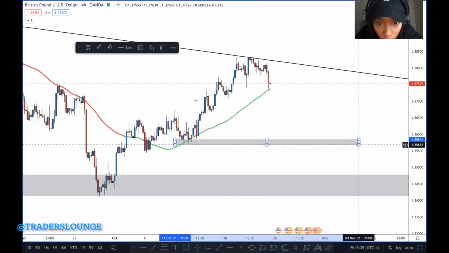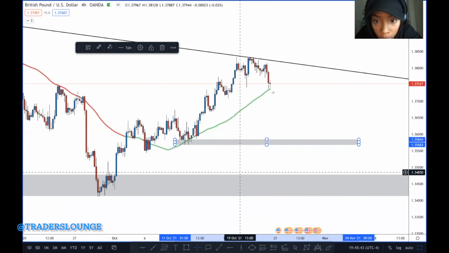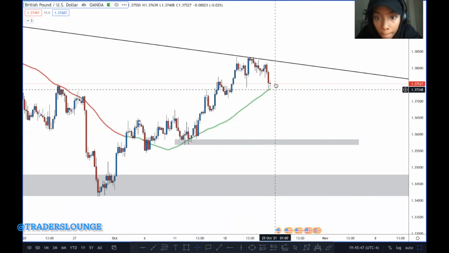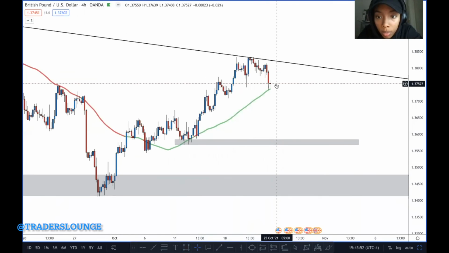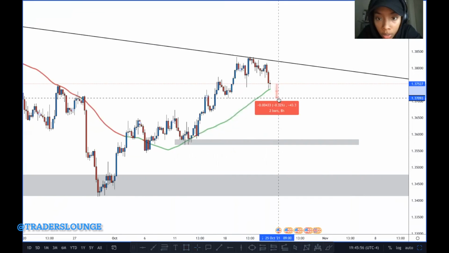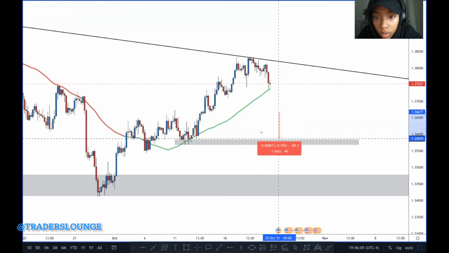Another area here for take profit. So if it breaks right down to there, this is 4 hour, remember that. And then from here to here, it's another area, another 40 pips. So we'd just be scalping it all the way down.